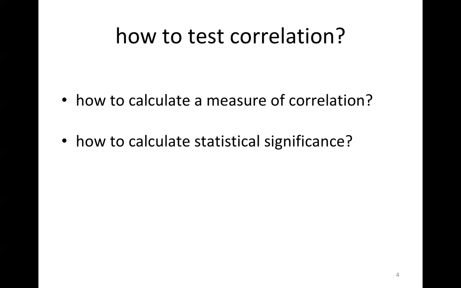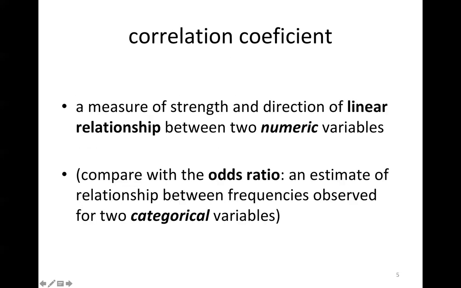Okay, so the first topic will be a measure of correlation, and the correlation coefficient is that measure. It's a value that measures the strength and also the direction of the linear relationship between two numeric variables. So its value indicates how strong the relationship is, and its sign, positive or negative, indicates in what direction the two variables are correlated.